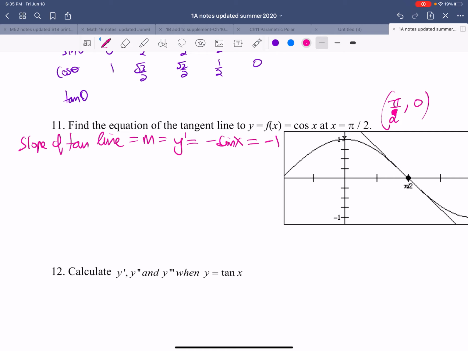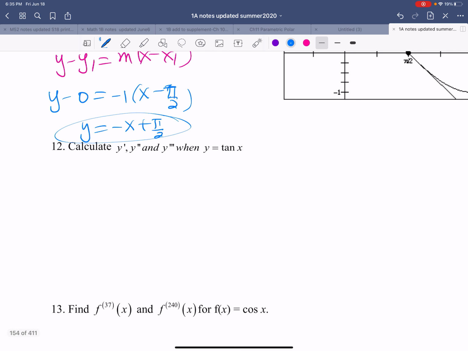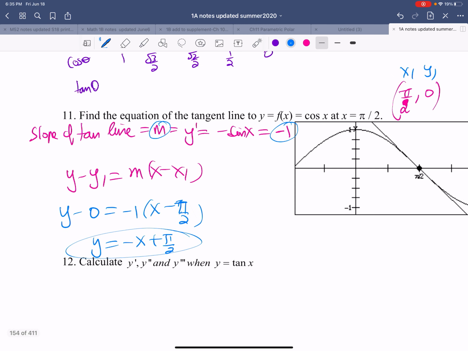We are ready to write equation of tangent line, which is y minus y1 is equal to m times x minus x1. x1 is here, y1 is here, and your m is here. So y minus y1 is equal to m times x minus x1. Turns out to be y is equal to negative x plus pi over 2, that's our equation of tangent line to the curve y is equal to cos x at point x equals pi over 2.